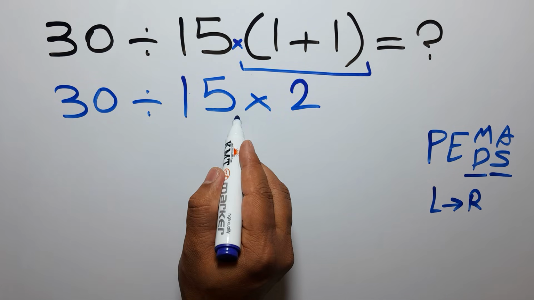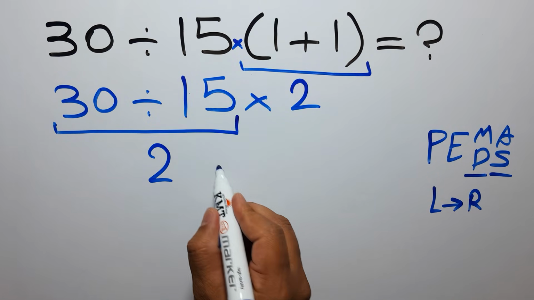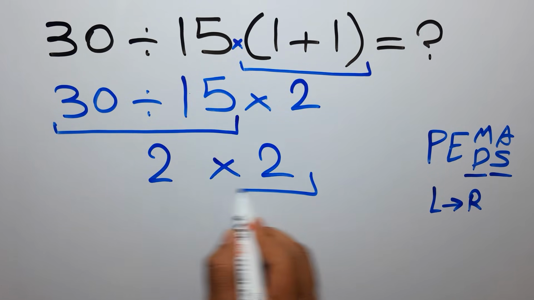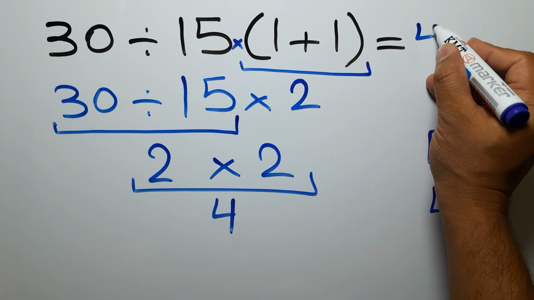30 divided by 15 gives us 2. So we have 2 times 2, which equals 4. And this is our final answer to this problem. The correct answer is 4.